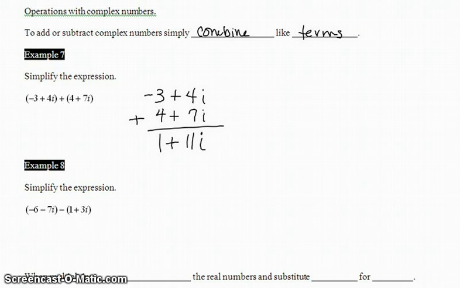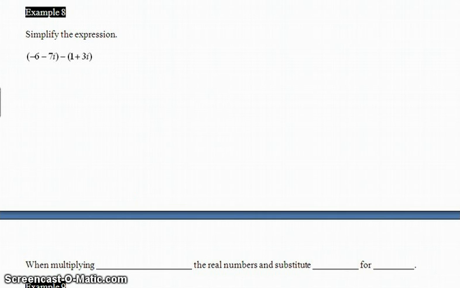Once again, when we do subtraction, remember to change the signs all the way across that complex number and then combine like terms. Why don't you pause the video at this point and give example 8 a try. Okay, simplify the expression. Negative 6 minus 7i minus the quantity 1 plus 3i. Remembering, we're going to align our terms.